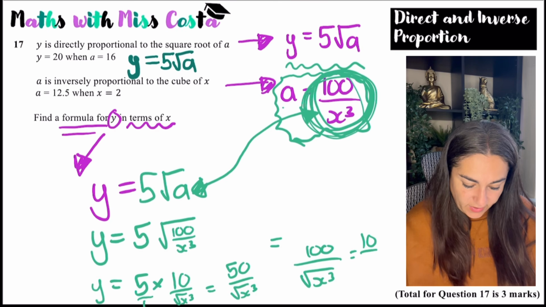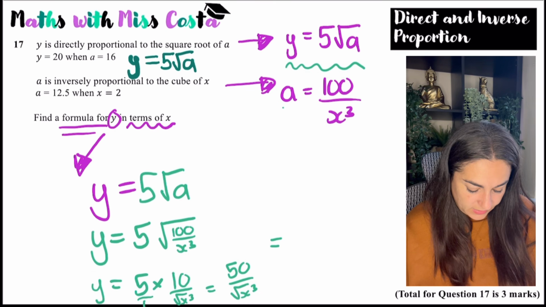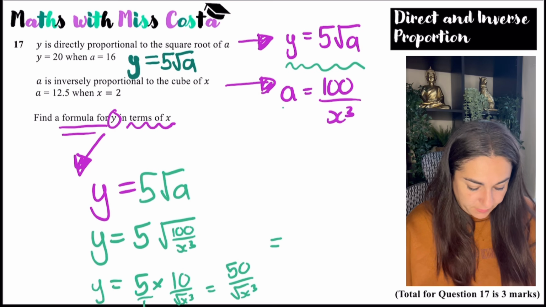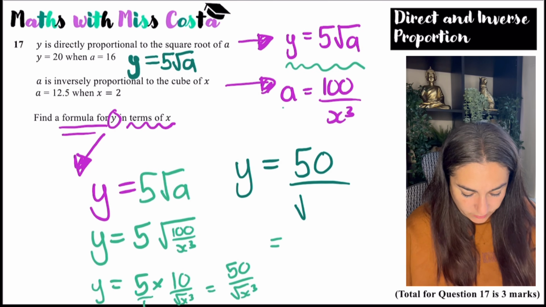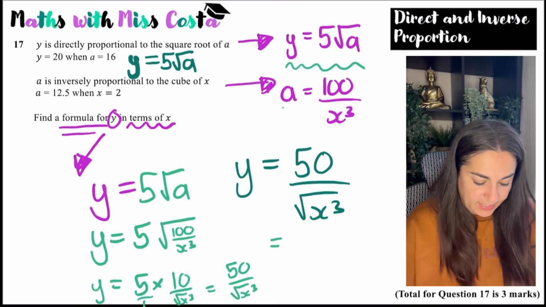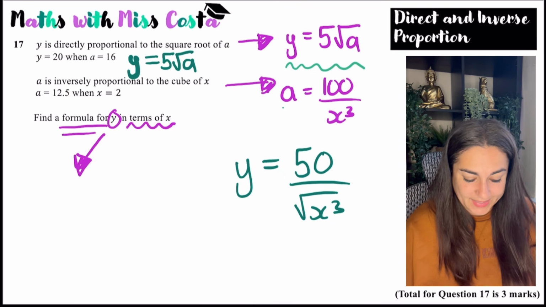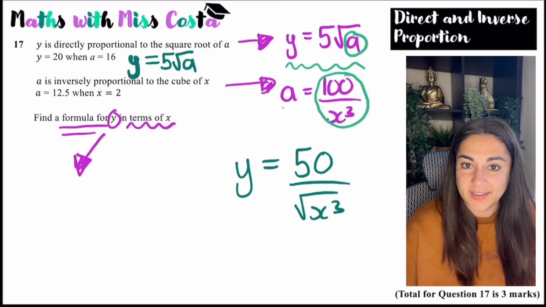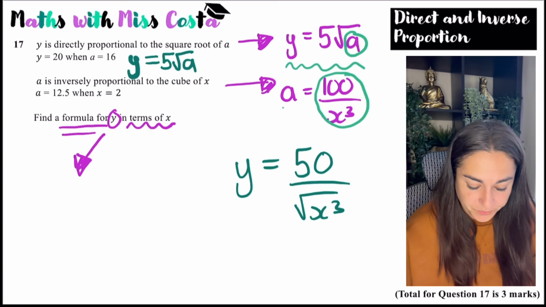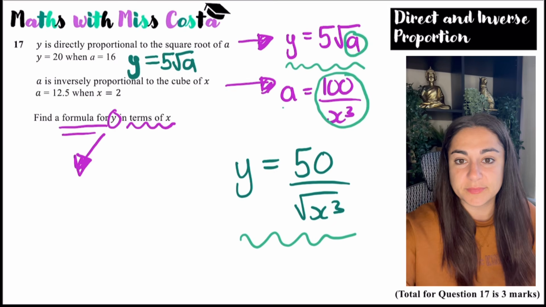So that's how we turn the equations that we've been given into a formula. So the final part is y equals 50 over the root of x cubed. And this way, all I've done is I've brought the two equations together. I've substituted where I see a, I've substituted what the value of a is. So that's how you combine the two. And that's that for that question.